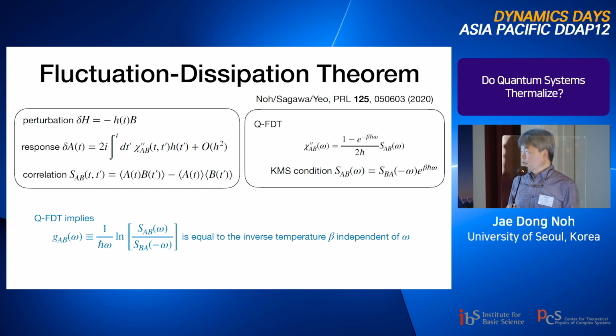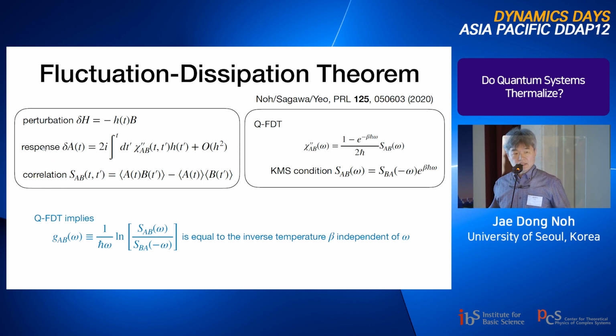And as I said before, we can also derive the fluctuation dissipation theorem using only the ETH ansatz. So what is the fluctuation dissipation theorem? Suppose you apply some perturbation to your system. h(t) is the strength of the perturbation, and B is the operator coupling to this perturbation. This perturbation leads to some response of a physical quantity. For example, the expectation value of A is influenced by the introduction of this perturbation through this kernel, and this kernel is called the response function. The fluctuation dissipation theorem relates the response function to the correlation function.